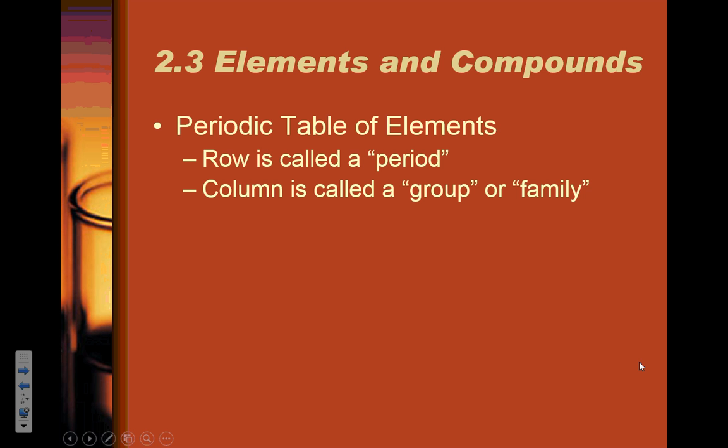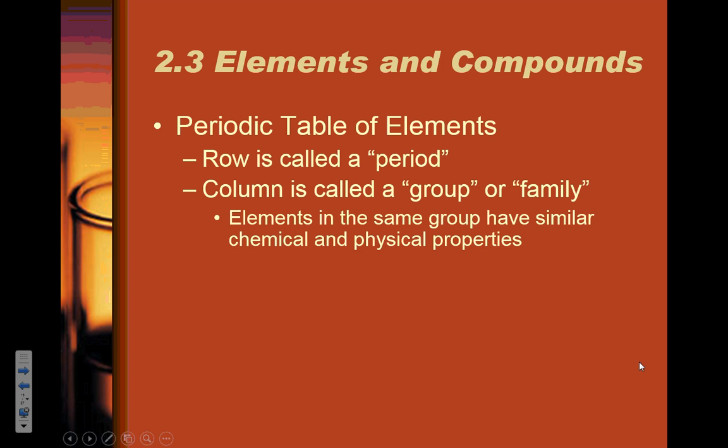Now, a family is a group of people that share some commonality. So a group or a column on the periodic table are often things that are similar to each other. Now, elements in the same group then are going to have similar chemical and physical properties. And that's an idea that we're going to utilize in a number of different situations in chemistry. So our columns on the periodic table are groups or families, and those are elements that have some similar chemical and physical properties.